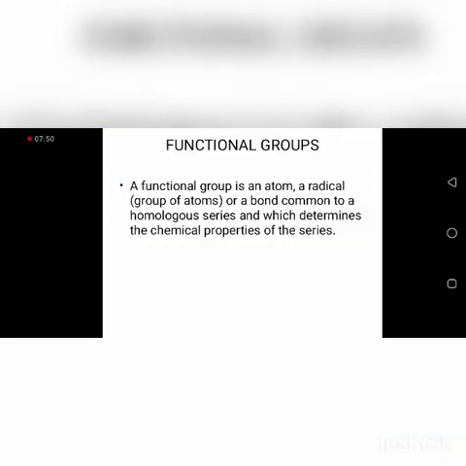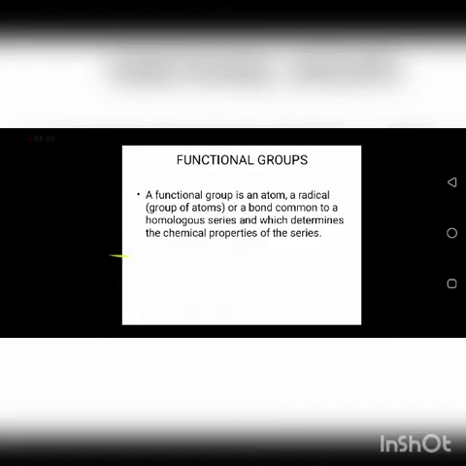Now look at another group that is very essential in organic chemistry. We call them functional groups. A functional group is an atom, a radical, a group of atoms, or a bond common to a homologous series, and which determines the chemical properties of the series. That is the definition of functional groups.